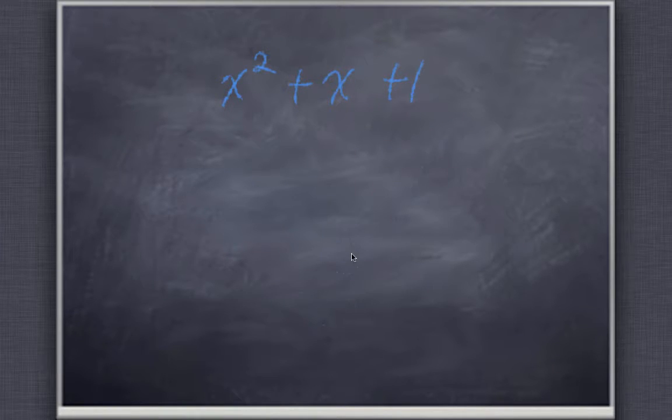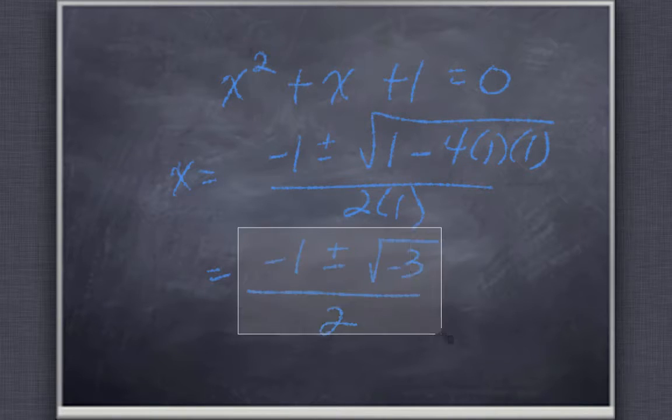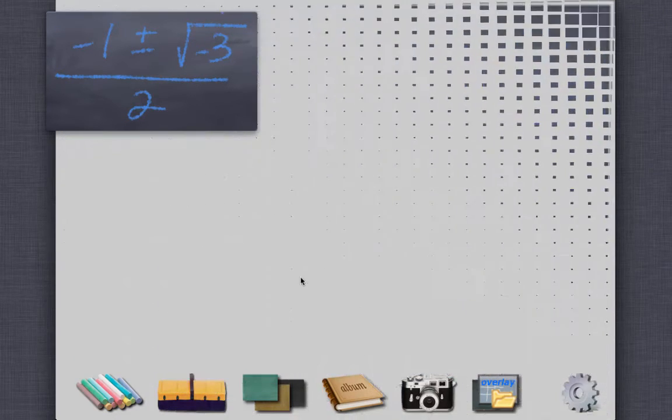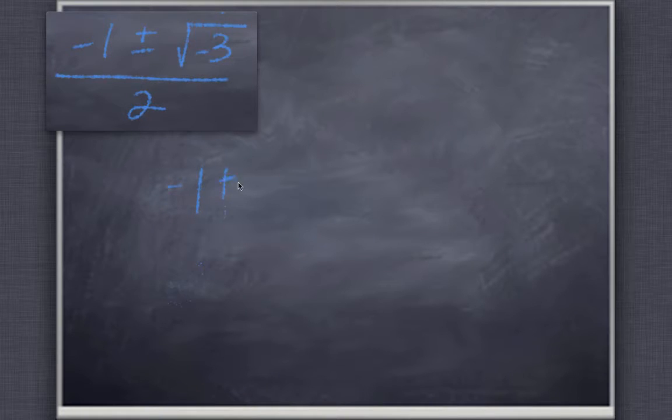Let's say we were trying to factor this one. So we would set it equal to 0. x equals -1 plus or minus the square root of 1 squared minus 4 times 1 times 1, over 2 times 1, is -1 plus or minus root -3 over 2. So this is just like before with the 25, except that I don't get to clean them up. So I get -1 plus root -3 over 2, -1 minus root -3 over 2.